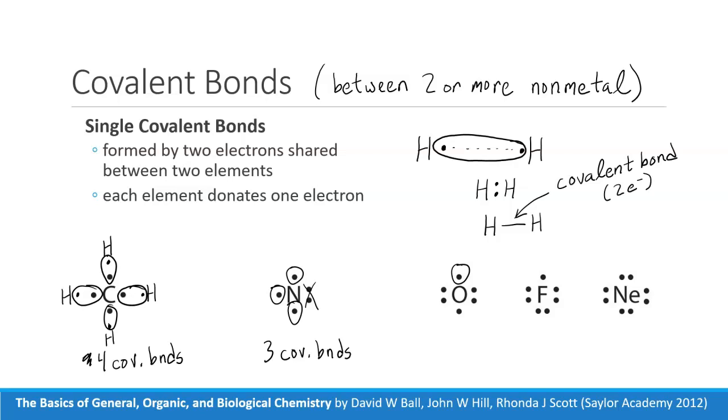Oxygen only has 2 single electrons, and therefore it will form 2 covalent bonds. Fluorine has 1, and therefore 1 covalent bond. And our noble gases, represented by neon here, all 4 sides have pairs of electrons, and so therefore there will not be any covalent bonds to neon.